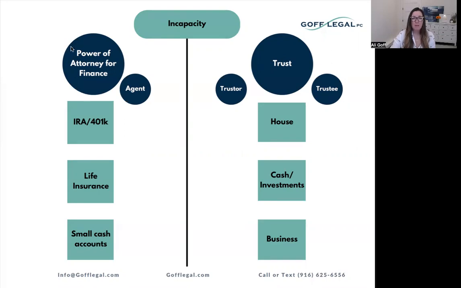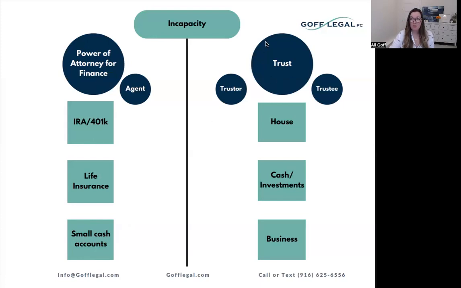You'll see that the power of attorney for finance is the document that you would need, and your agent is the person that would execute your wishes, pay your bills, do the things that need to be done for you. They would have control over things such as your IRA and 401k and other pre-tax accounts. They would have dealings over life insurance, and then usually some small cash accounts. Could be large cash accounts. It could be really anything that is not in the trust. That is what our power of attorney for finance deals with.